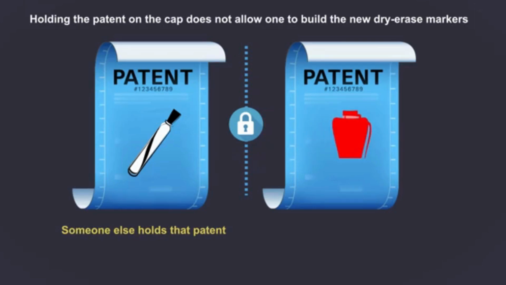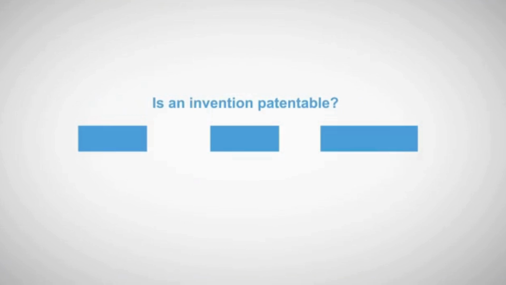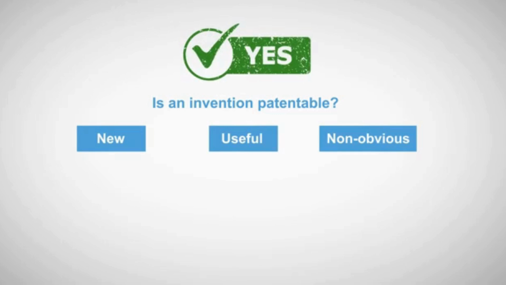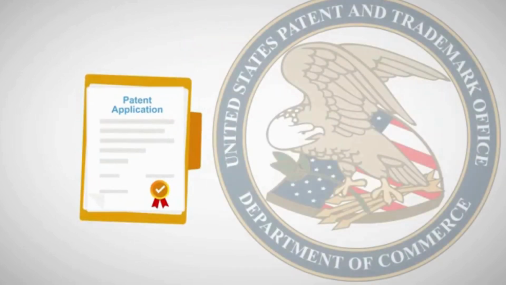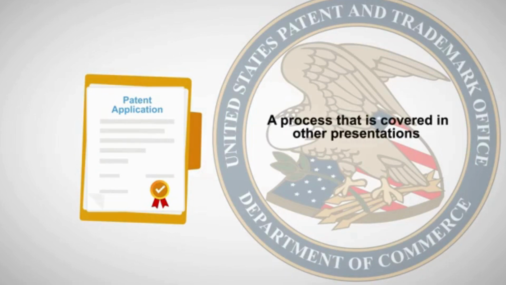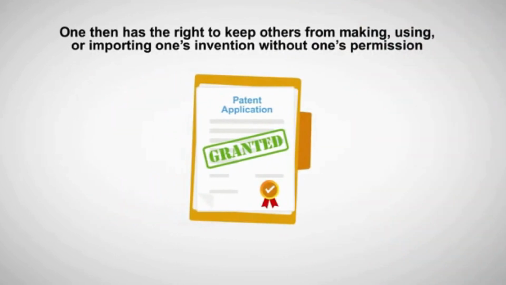So, is an invention patentable? If it is new, useful, and not obvious, then the answer is yes. A patent application may then be drafted and filed with the USPTO, a process that is covered in other presentations. If one is granted a patent, one then has the right to keep others from making, using, or importing one's invention without one's permission.